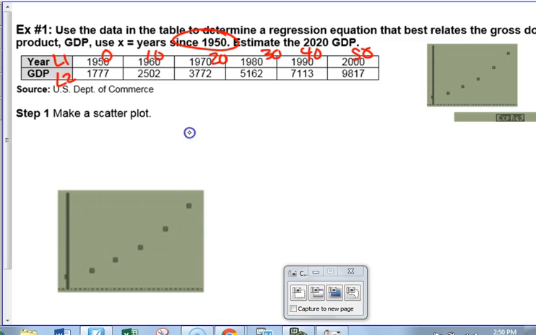Now, GDP is gross domestic product, and I know next to nothing about it. If you take econ, you'll learn about it. I don't know. All right.